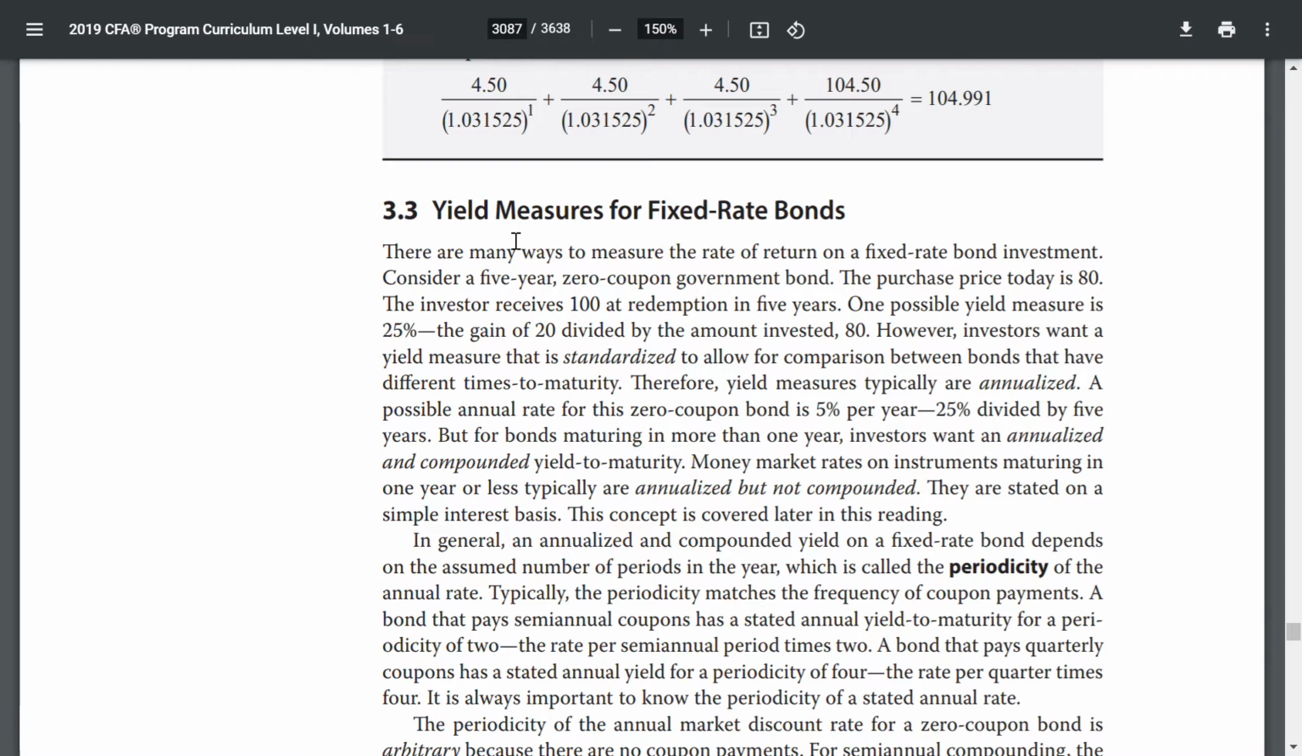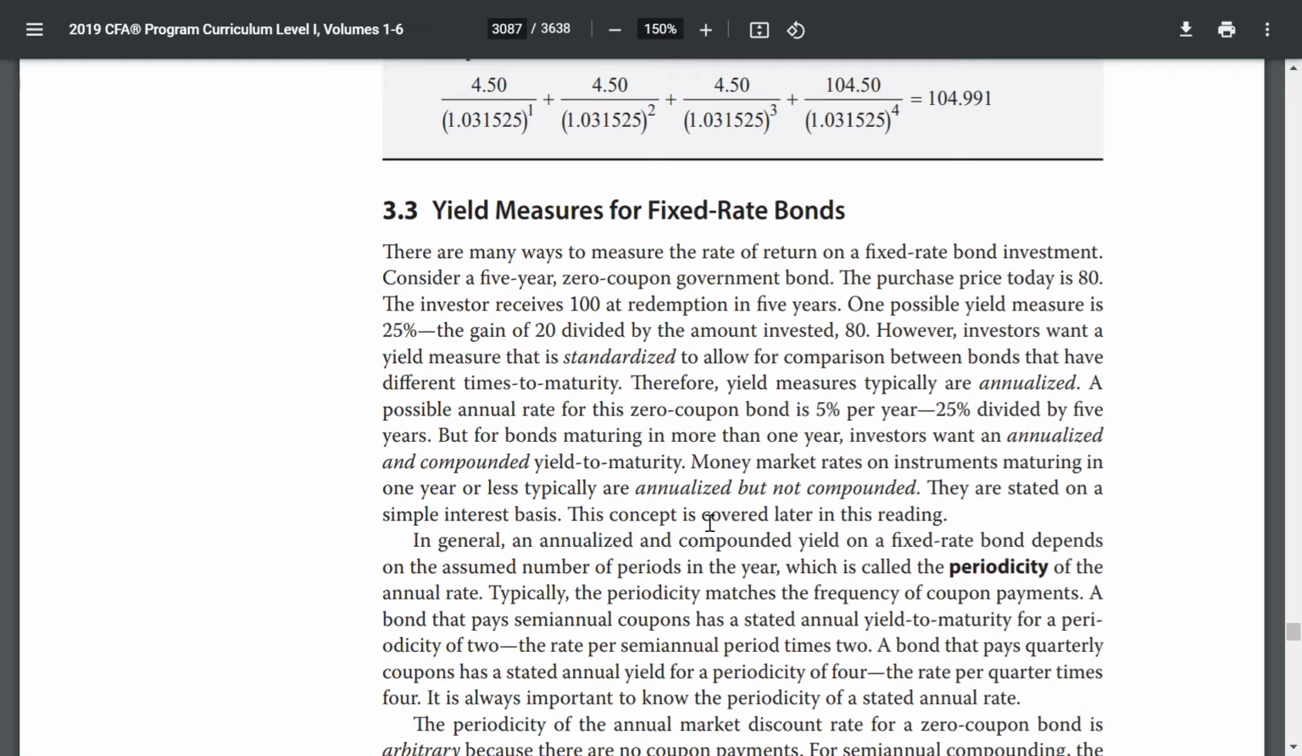There are many ways to measure the rate of return of a fixed rate bond investment. Consider a 5-year zero coupon bond. The purchase price today is 80, and the investor will receive a 100 redemption in 5 years, which is a 25% gain. However, the investor wants a yield measured in a standardized measure to allow comparison between bonds that have different times to maturity. Therefore, yield measures typically are annualized. A possible annual rate is 5% per year, which is 25% divided by 5.